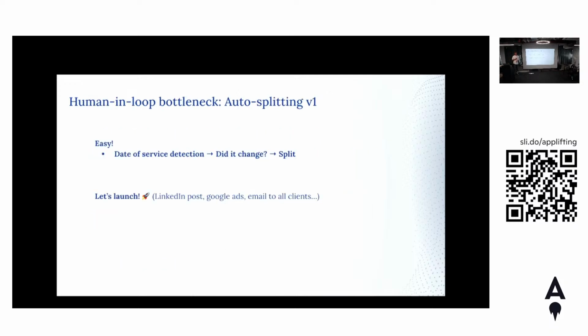So next, this was enough encouragement to ship it, but we still had this manual splitting in place. So we decided to do something quick and hacky. We just somehow try to detect the dates of services from every page, and if it changed in between the pages, then we created a split. And that was it. We launched. We had a bunch of LinkedIn posts, Google ads, emails to clients, etc.